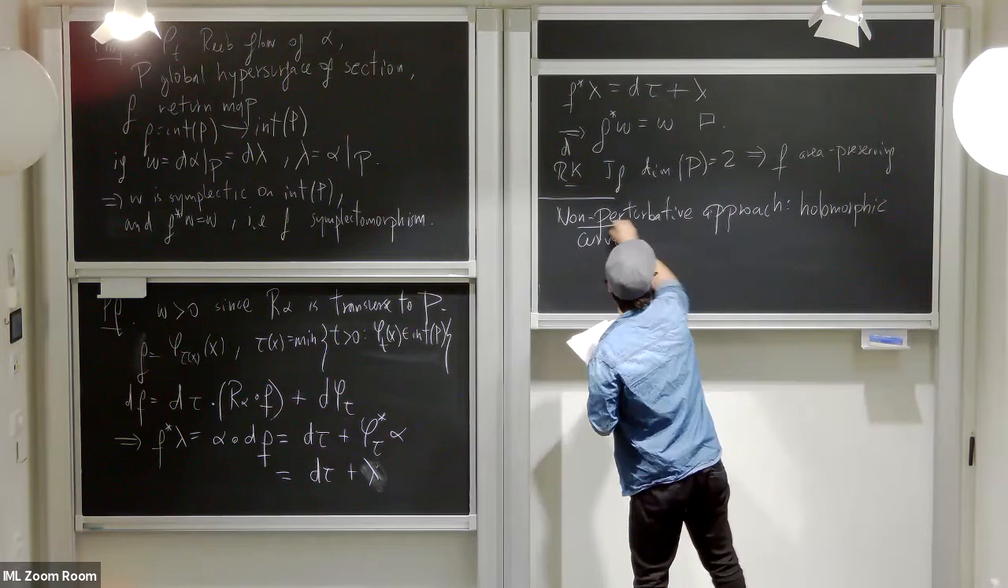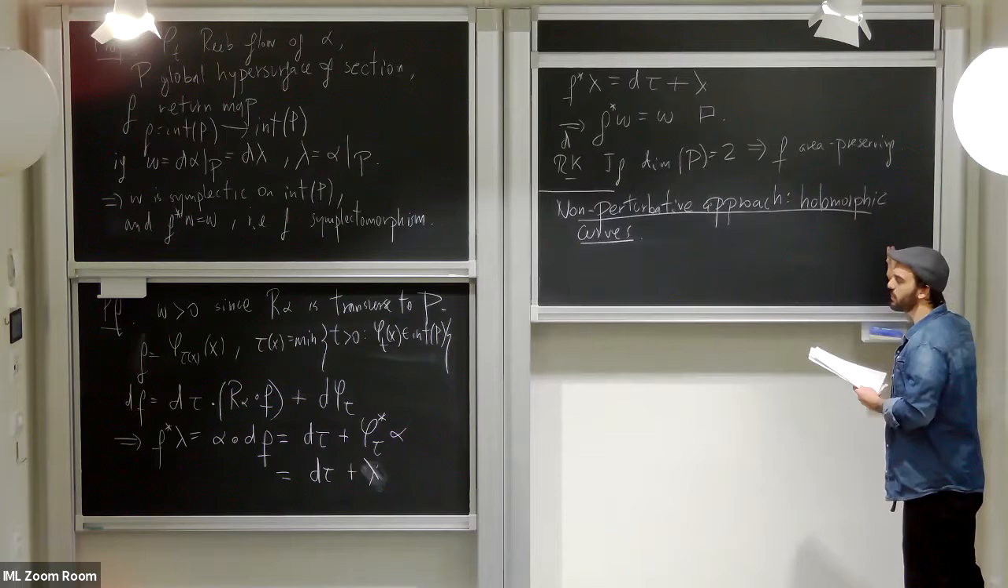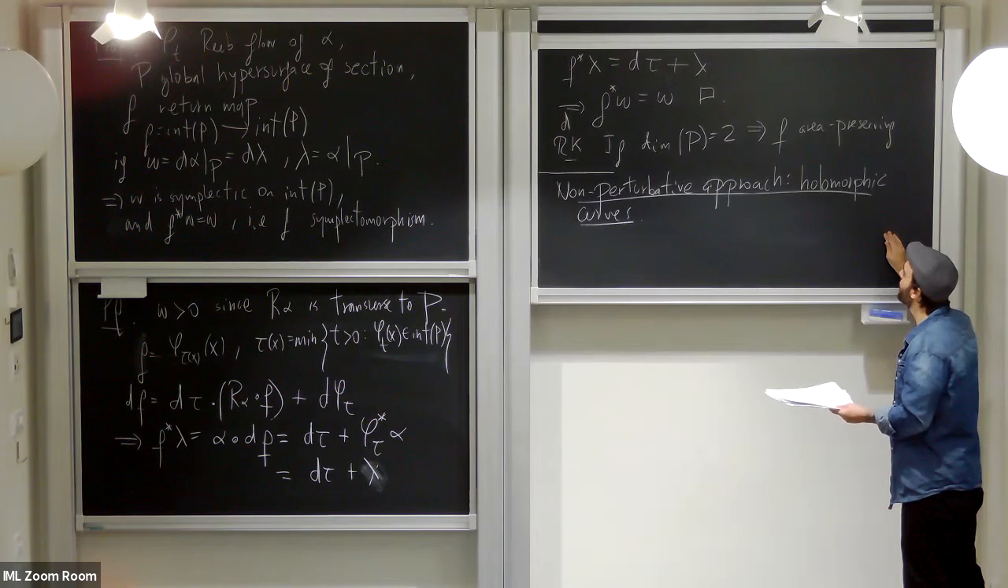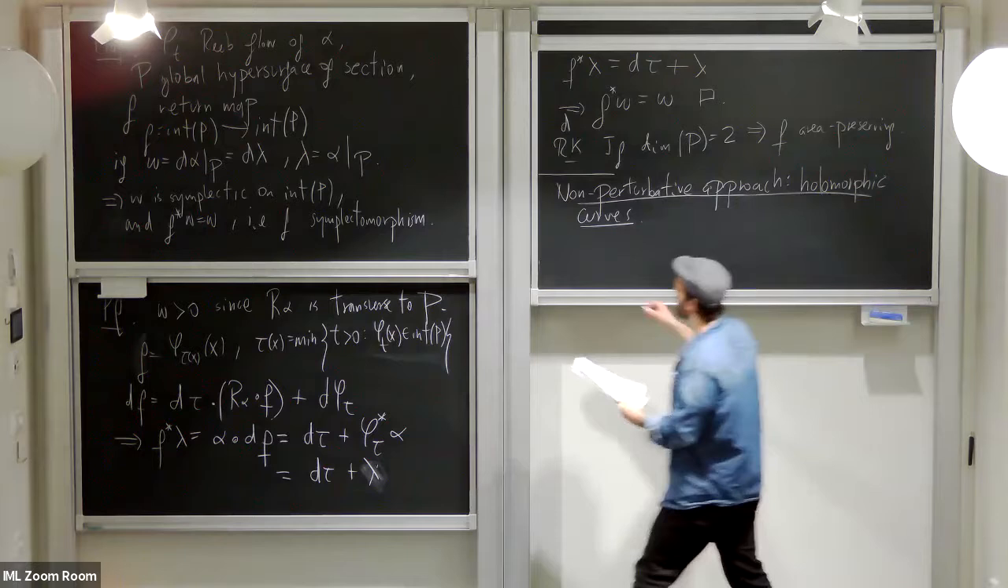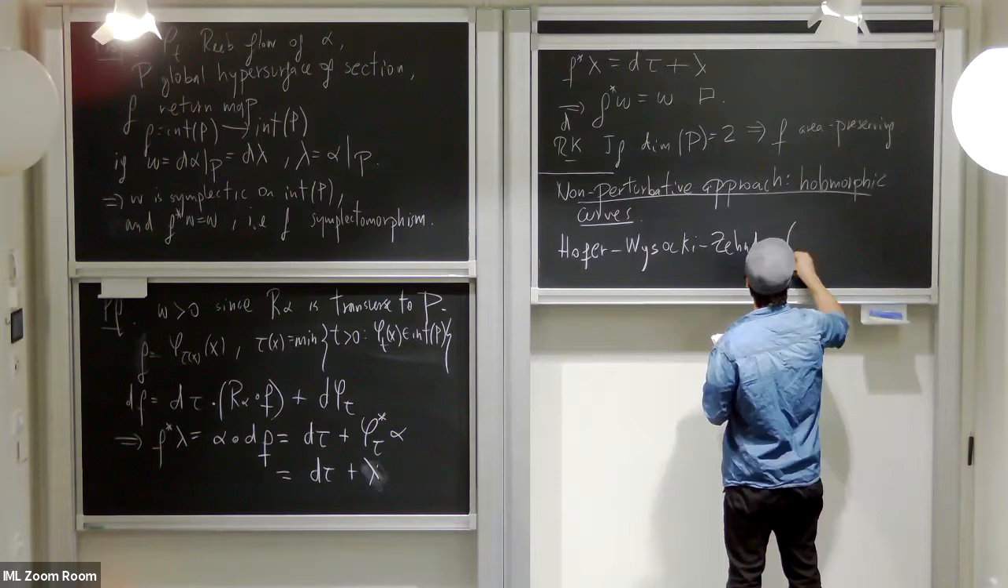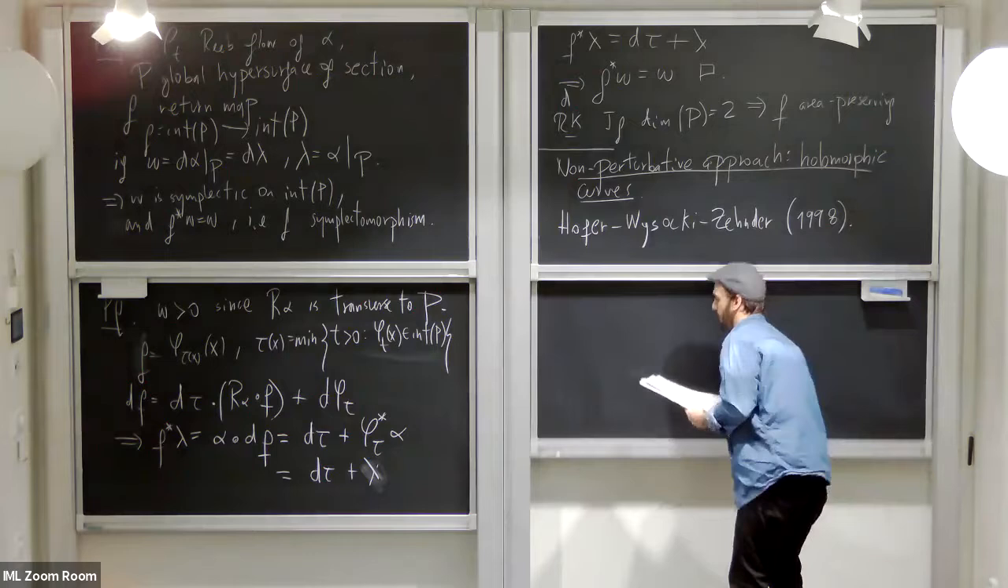Here, remember that we're trying to study the three-body problem, and perturbative situations are precisely the integrable ones, when everything is more or less understandable or approachable. So the non-perturbative situation is when my parameters are far away from the integrable situation, and the purpose of holomorphic curves is precisely to allow us to say something about what happens in that situation. So the fundamental work was done by Hofer, Wysocki, and Zehnder, in 1998. So let me start with a definition.